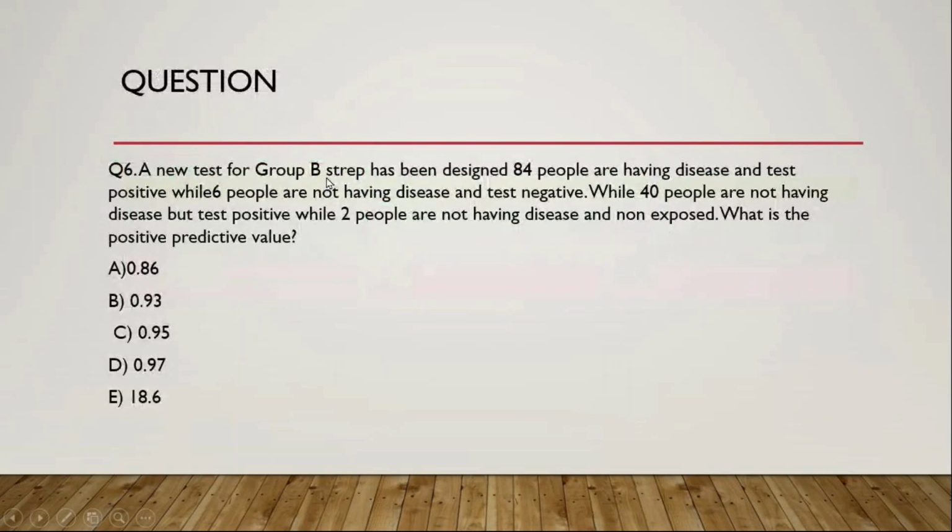Now the next question. I will read the question, you have to solve this question and answer. A new test for group B streptococcus has been designed. 84 people are having the disease and test positive, while 6 people are not having disease and test negative, while 40 people are not having disease but test positive, while 2 people are not having the disease and non-exposed. What is the positive predictive value? Option A 0.86, option B 0.93, option C 0.95, option D 0.97, and option E 18.6. So solve the question and answer.